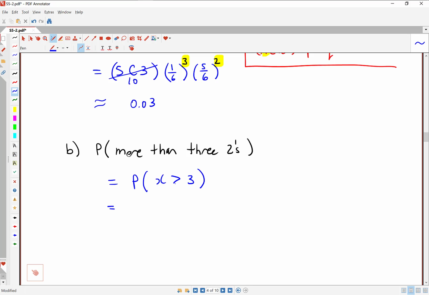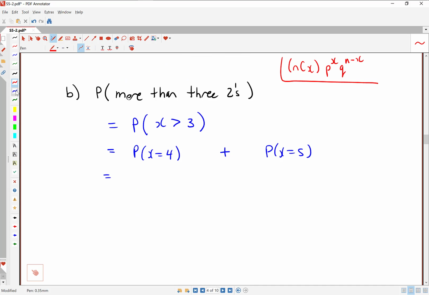And we can make that more specific because we know that we're only rolling this die 5 times. If x is bigger than 3, the possibilities are that x could be 4 or x could be 5. And that word or is just going to prompt us to add. So we're going to calculate the probability that x is 4, and then we're going to add that to the probability that x is 5. So this is like saying the probability of rolling 4 2s, and this is the probability of rolling 5 2s. So if we add those up, we've got the probability that we've got more than 3 2s that are being rolled.